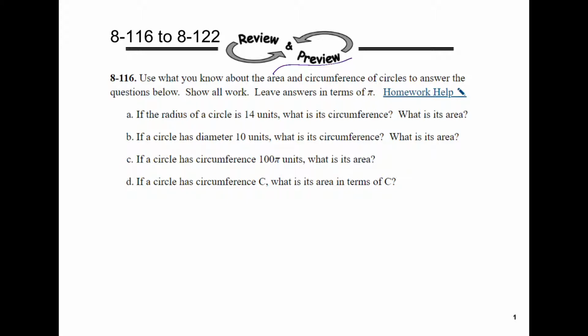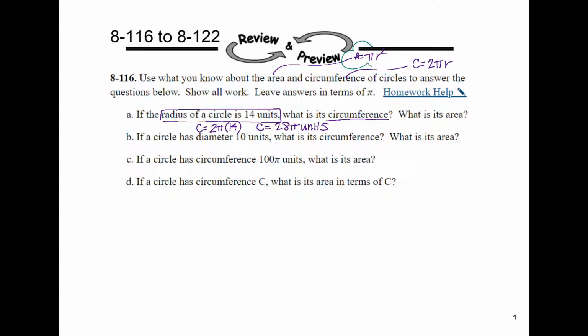So I know that the area of a circle is equal to pi times the radius squared, and I know that the circumference of the circle is equal to 2 pi r. If the radius of the circle is 14 units, what is the circumference? So circumference is equal to 2 times pi times the radius, which they told us was 14. So our circumference in terms of pi is 28 pi units.